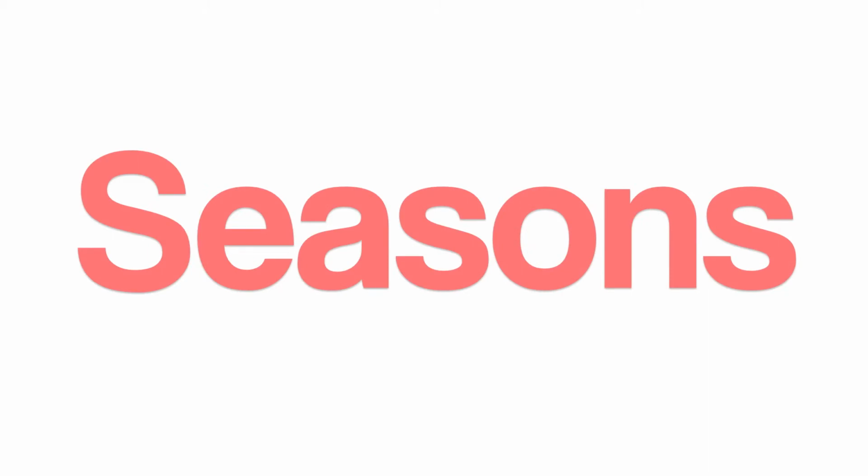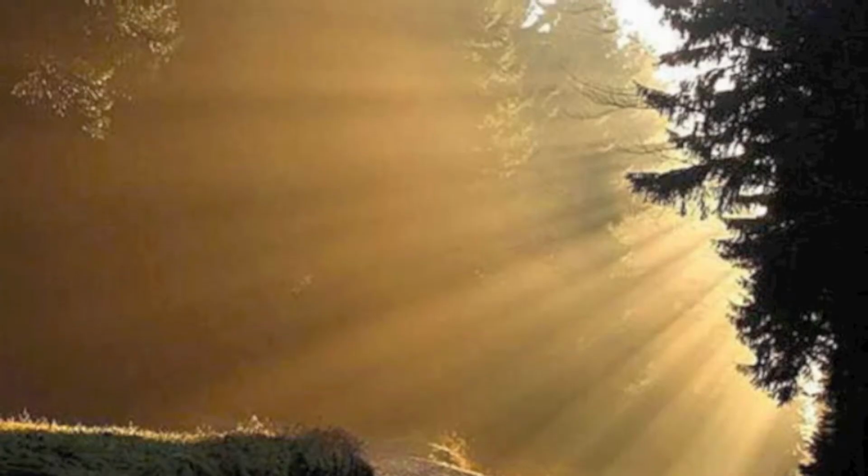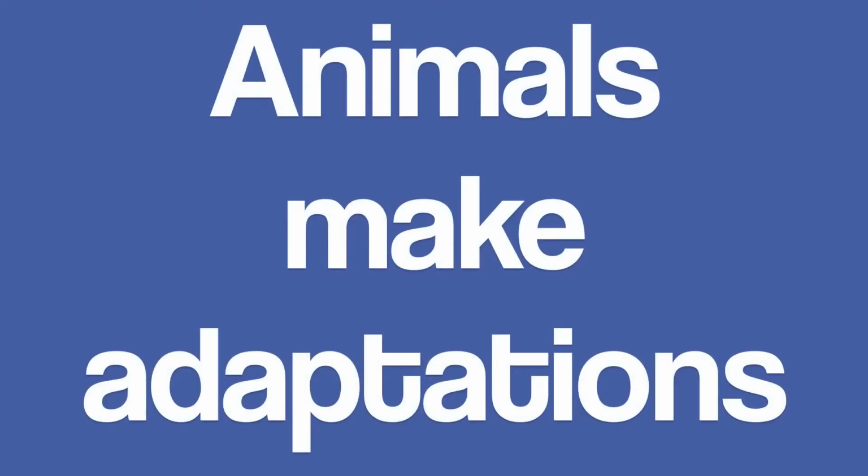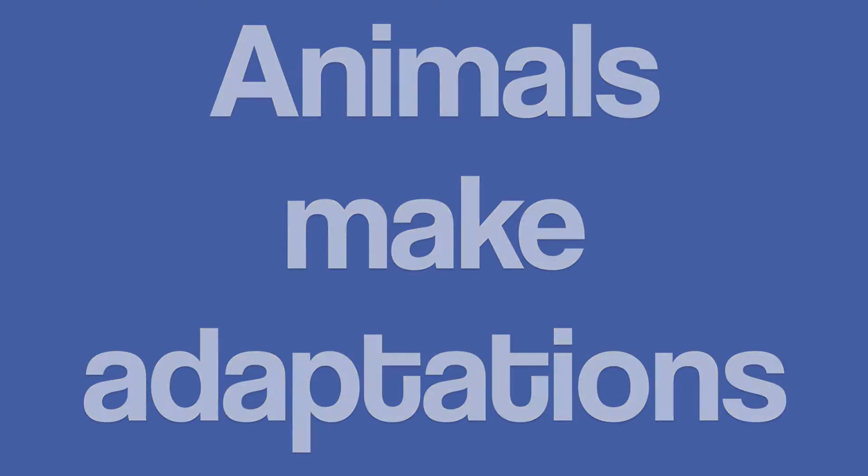The deciduous forest has 4 distinct seasons: spring, summer, fall, and winter. In the fall, the leaves change colors. During the winter months, the trees lose their leaves. And then, all the animals adapt to the changing seasons.